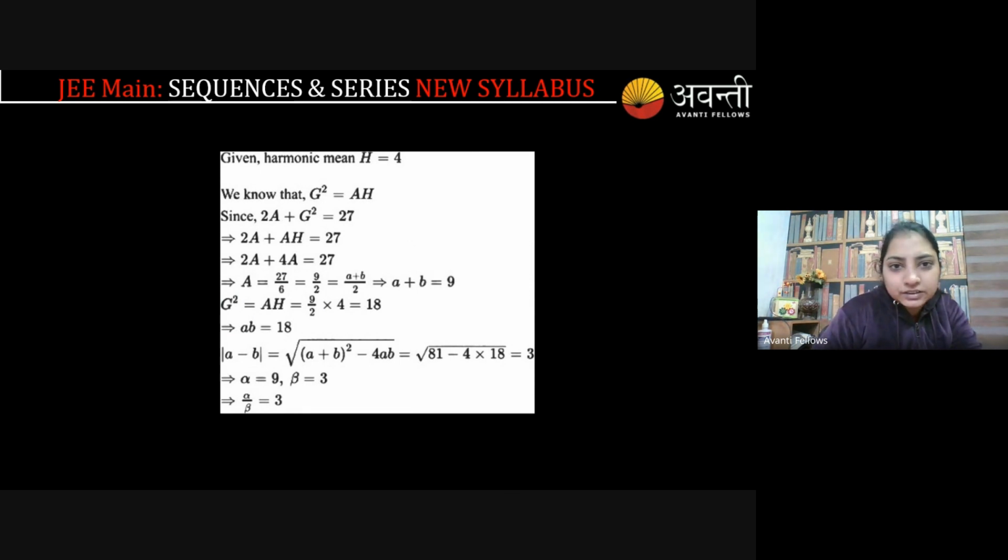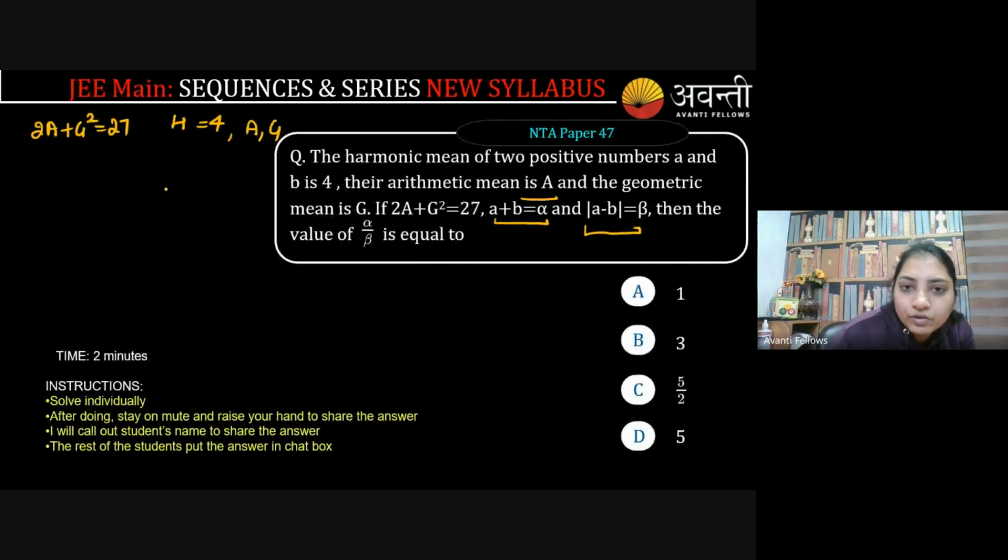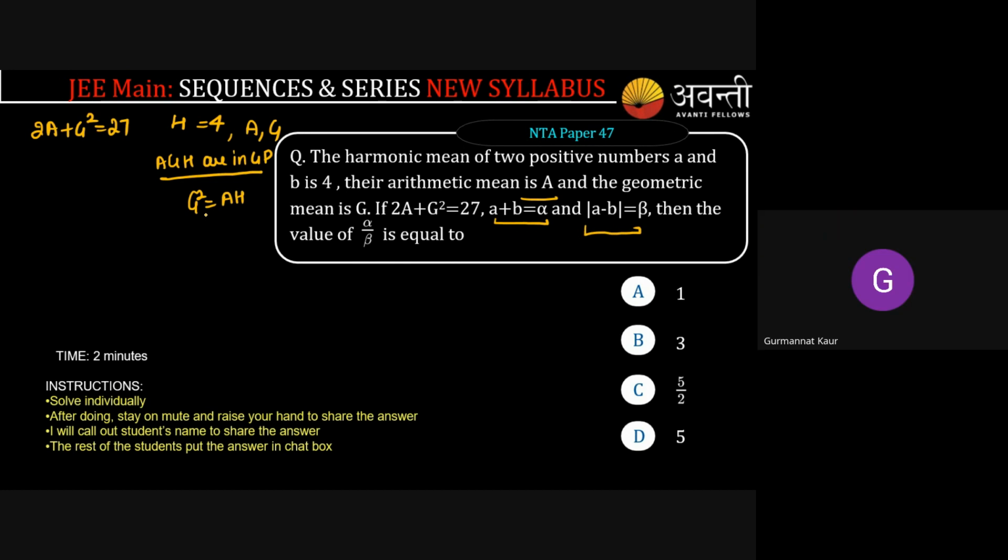Have we learned something today? Did you learn that A, G, H are always in GP? It means G square is equal to AH, yes or no? Yes, ma'am. Okay.